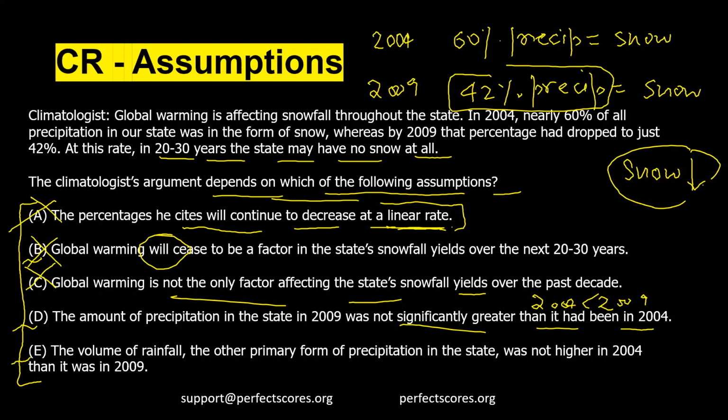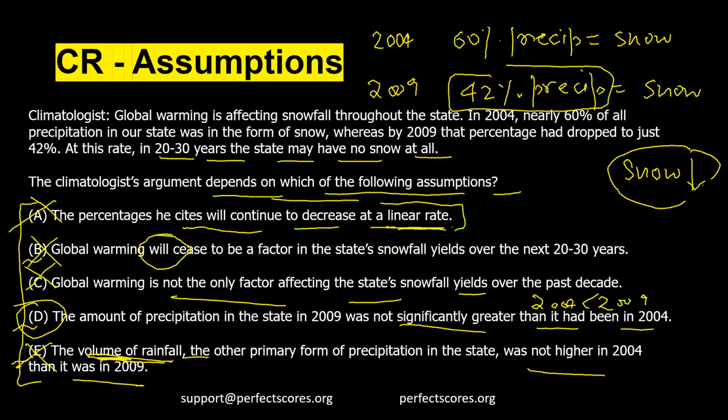E, the volume of rainfall. It talks about volume of rainfall not being higher, but it does not give us numbers or information enough for us to make this an assumption. It's just talking about higher and lower, and about volume of rainfall. So that is not really important. The answer is going to be D.